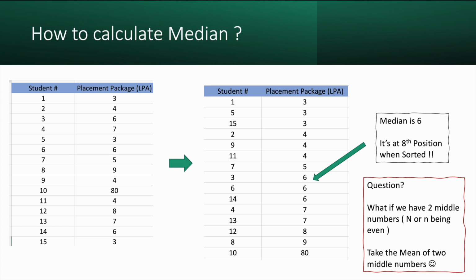Okay. Now let me ask you a question. What if we have two middle numbers? Let's say in this particular example, we have a 16th student also who got something. If there are 16 data points, then the 8th and 9th positions will become the middle numbers, right? So you will have two middle numbers in that case. How are you going to get the median out of it? Simple. If there are two middle numbers, you take the mean of them. And that will be called your median. Okay, got it? Simple.